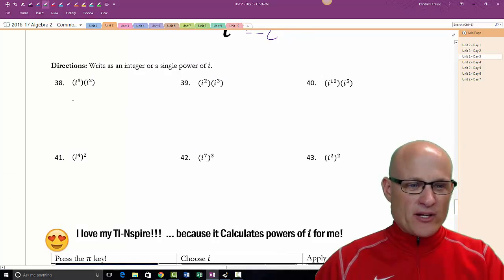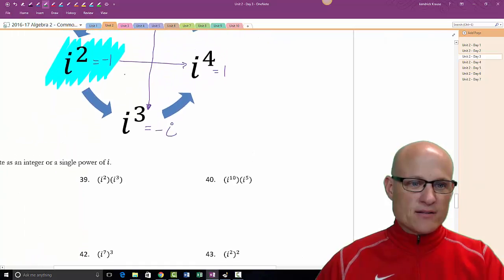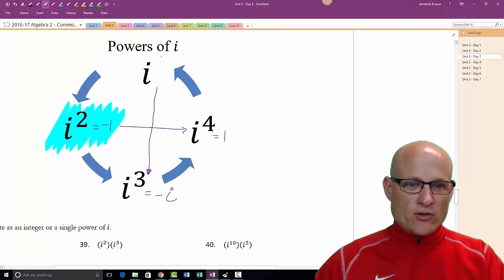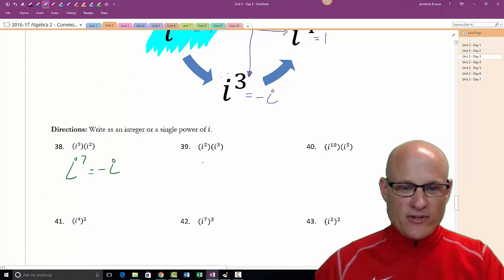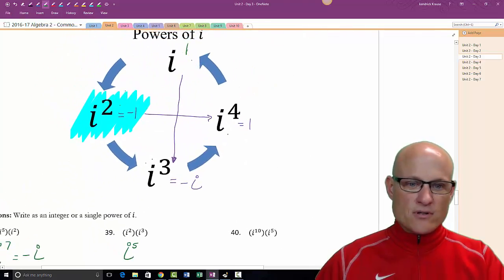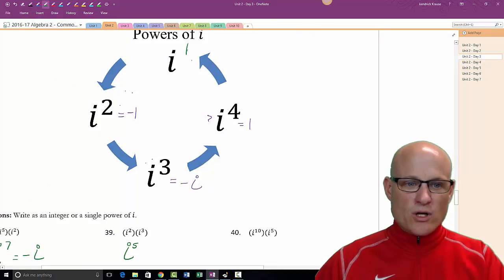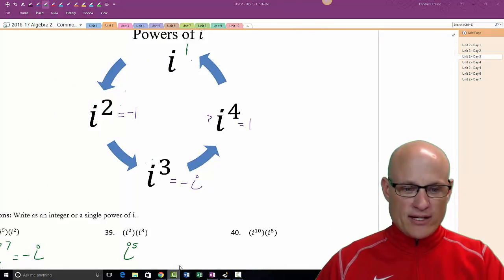If we multiply, don't forget, we add the exponents. This becomes i to the 7th. Okay. That's 1, 2, 3, 4, 5, 6, 7. Oh, that's negative i. Then i to the 5th. 1, 2, 3, 4, 5. Oh, that's just i.